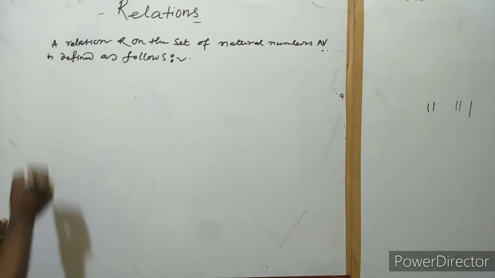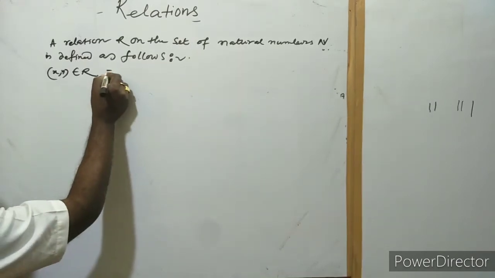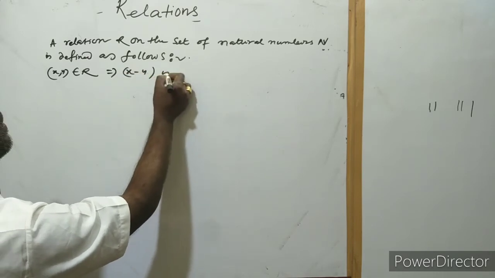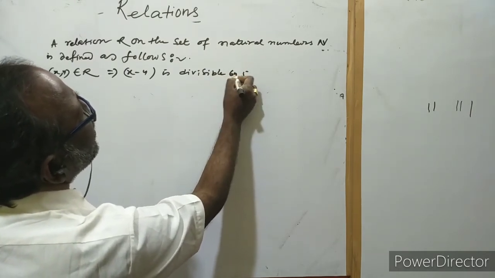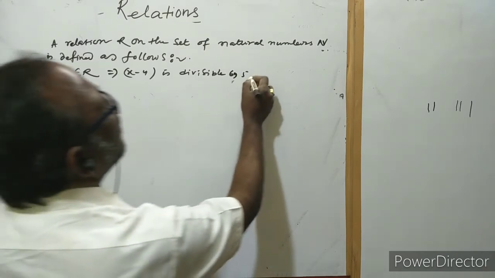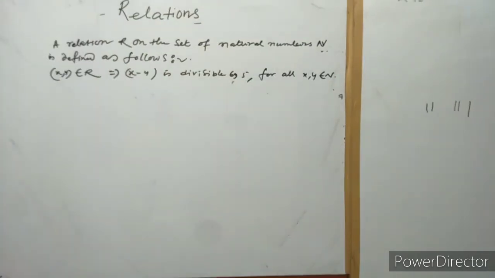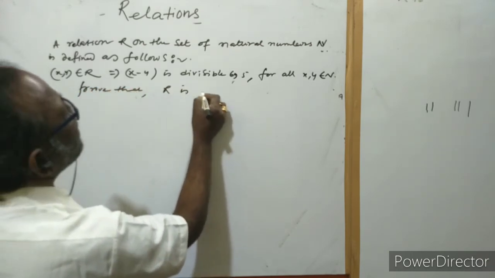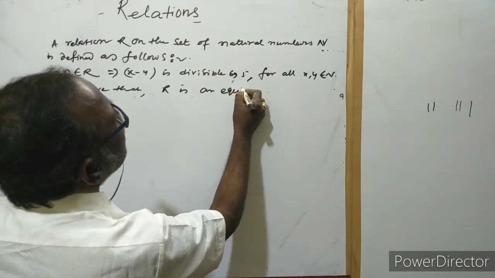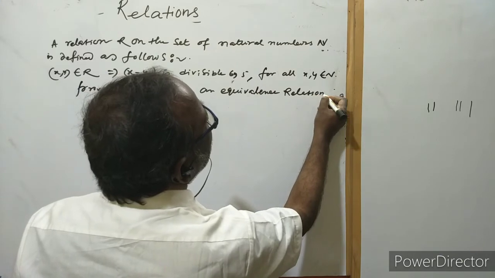x comma y is a pair lying on relation R, and this implies that x minus y is divisible by 5, for all x comma y belonging to N, and prove that R is an equivalence relation. Okay.